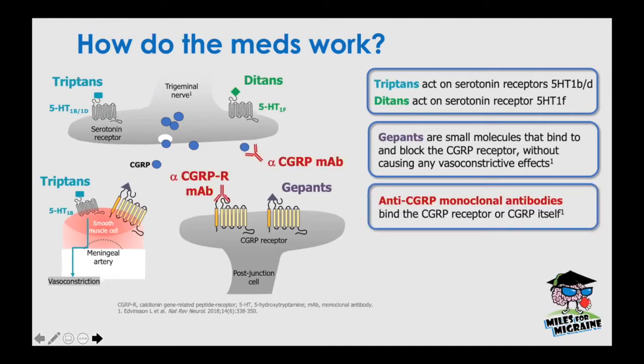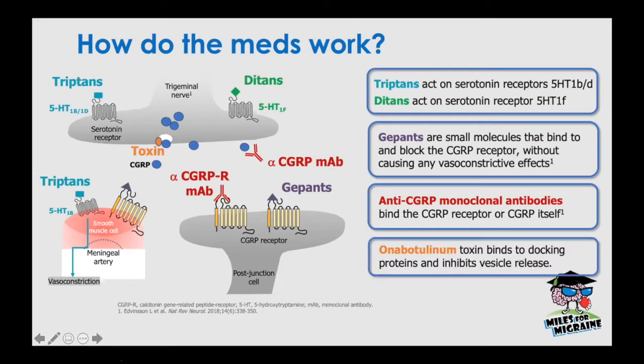And anti-CGRP monoclonal antibodies work on two different sites. So Aimovig, or erenumab, binds to the receptor. And the other two, Ajovy and Emgality, bind to the molecule itself and don't let it get to the receptor. And last but not least, toxin, more commonly Botox, prevents the release of the CGRP. There are little vesicles that are tightly packed with CGRP, and Botox prevents that release. So that's how it works over time.